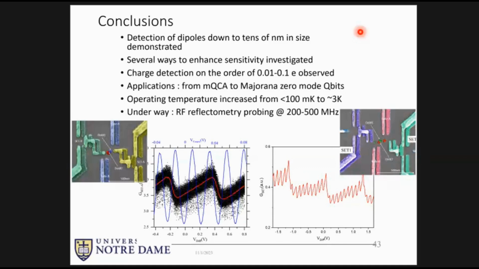Another way we're going, we're performing right now some experiments with radio frequency reflectometry, where you sense it with the gates.